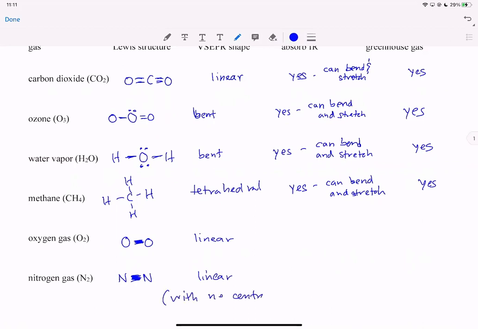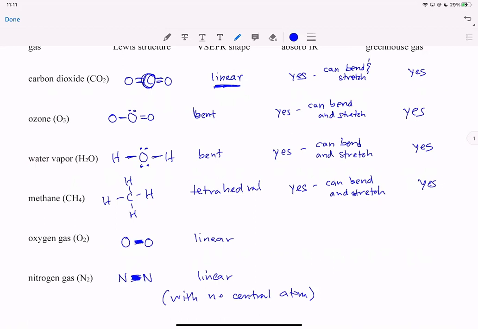Being linear with no central atom is basically just like being a pen. So have a pen and try to bend that pen. Hold that pen or pencil or whatever you're writing with and try to bend it. Can you bend that? No. This is different from a linear shape with a central atom. Carbon dioxide is linear with the central atom, and that's like having 2 pens, and you can bend that.